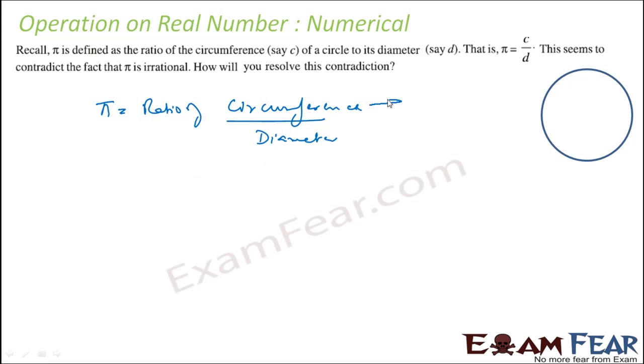Circumference is a length. Length is always a rational number, right? You can't have an irrational number as a length. Diameter is also a rational number, right? If you take a circle, rational number by rational number, it should be a rational number. We have seen that. But we say pi is an irrational number. What is the contradiction? See, there is no contradiction actually.